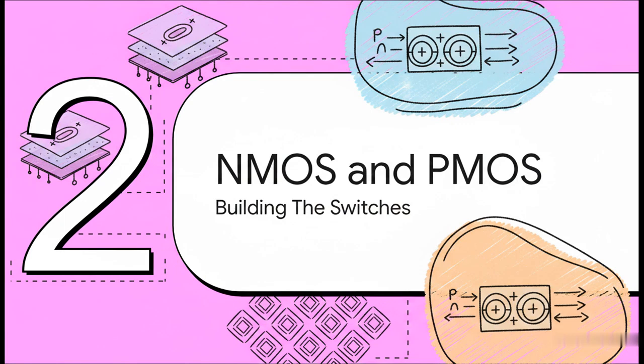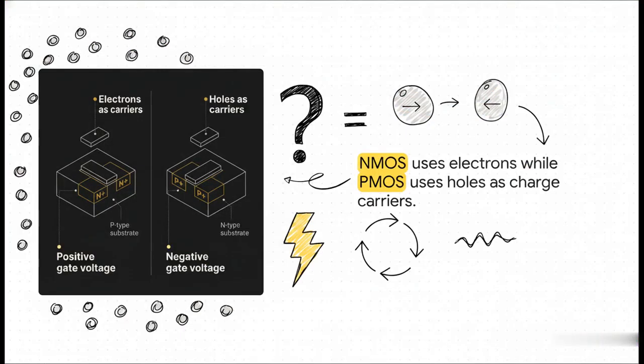Moving right along to section 2, building NMOS and PMOS. So how do we actually build these things? Over time, the semiconductor industry essentially created two distinct flavors to handle different jobs. On the left here, we have NMOS. It starts with a p-type silicon substrate, but uses highly mobile electrons to carry current through n-type regions. Because electrons move so easily, this one is incredibly fast.